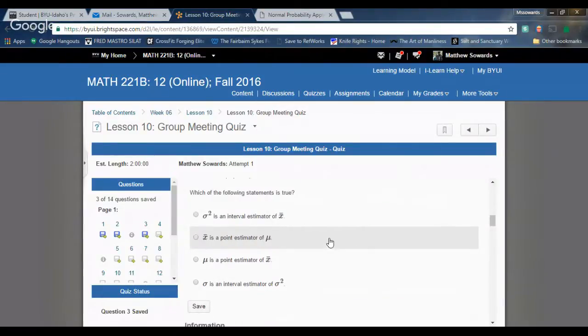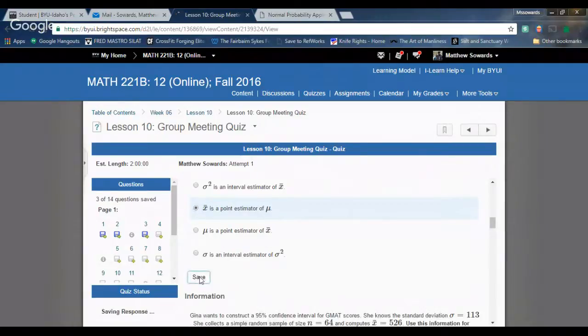All right, question 4. Which of the following statements is true? Sigma squared, or not, the standard deviation squared is an interval estimator of X bar. X bar is a point estimator of mu. Mu is a point estimator of X bar, or sigma is an interval estimator of sigma squared. I think X bar is a point estimator of mu. I think you're correct. Because that is that one sample point out of the true population mean, right? Uh-huh. Yeah. Okay.